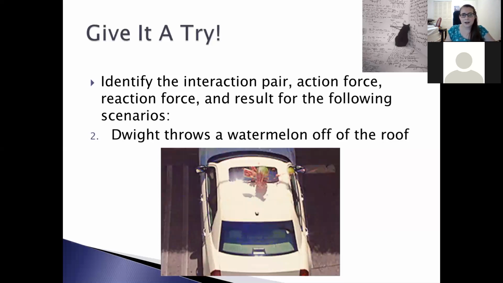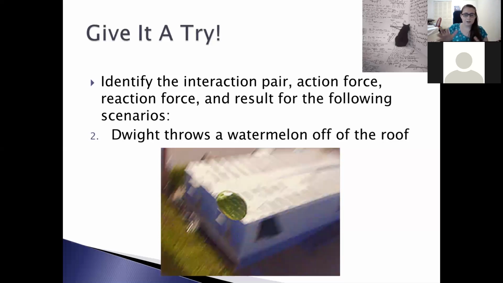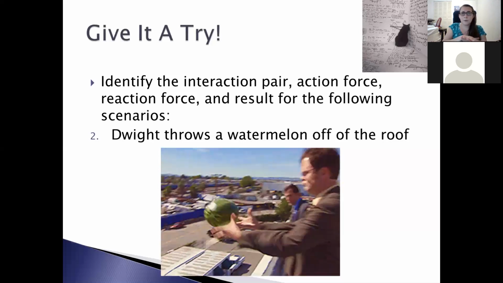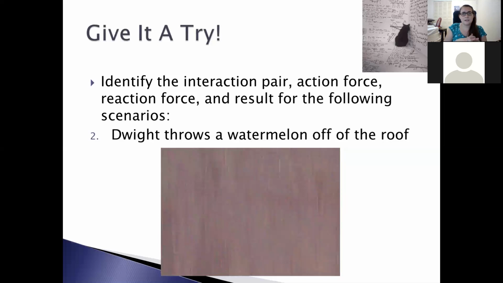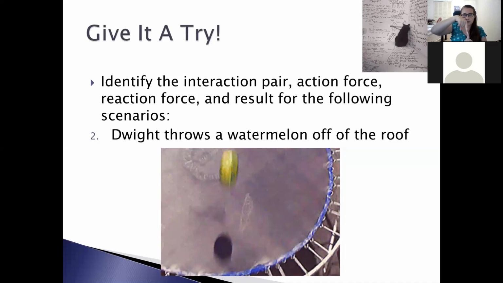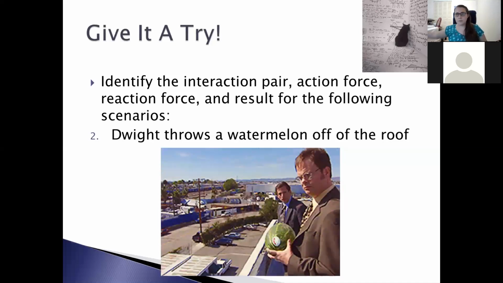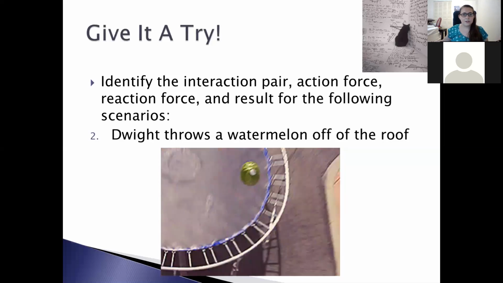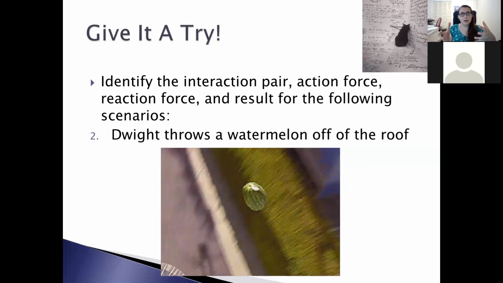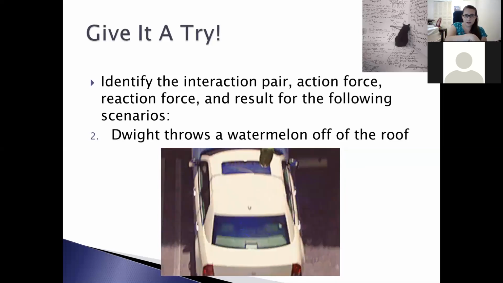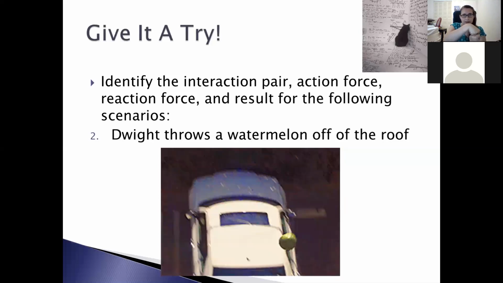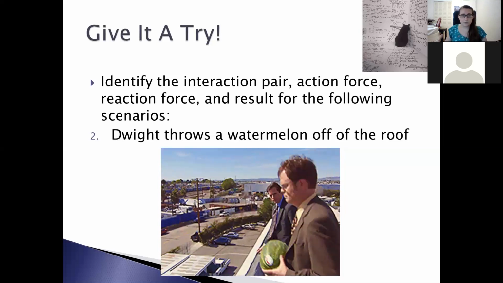So our next interaction pair, let's say the watermelon and the trampoline, right? The watermelon hitting the trampoline is the action force. The trampoline pushes up on the watermelon with the same amount of force. That's the reaction force. So watermelon down, trampoline up, same amount of force, opposite directions. And the result is that the watermelon springs off onto the car, right? So then in the interaction pair where it's the watermelon and the car, the action is the watermelon hits the car. The reaction force is the car hits the watermelon back. And the result is that the watermelon explodes.